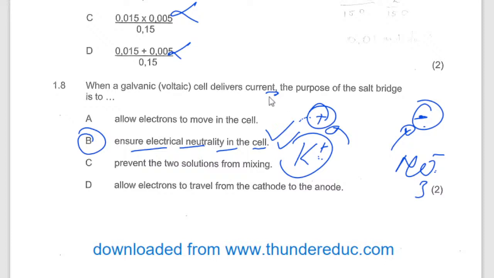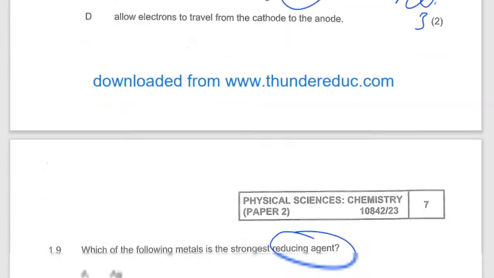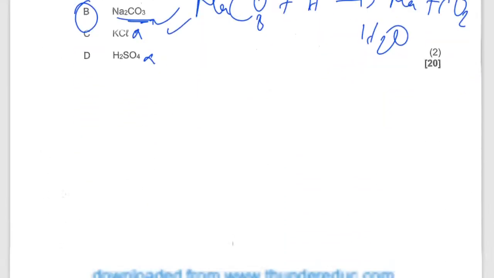You see, the answer could be correct, but what is the most correct answer? They're saying that when a galvanic cell delivers current, what is the purpose of the salt bridge, meaning that the circuit is already complete. Then if the circuit is already complete, what is the function of the salt bridge? That's why B became the most correct answer. I think you have got it right.